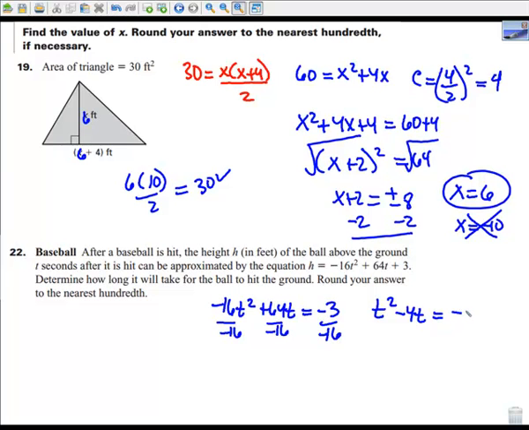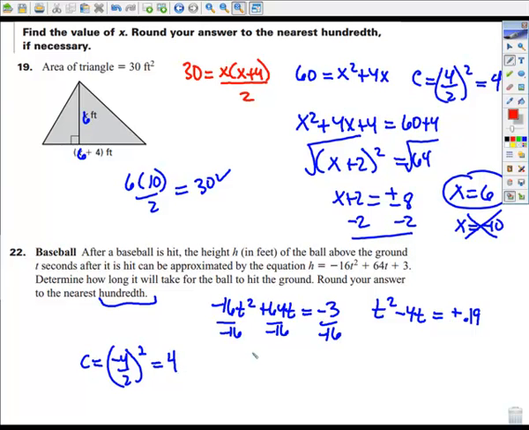This is negative, this runs around to the nearest hundredth. So actually this is positive, sorry. Positive 0.19 is what I'm going to use because it's 0.1875. So I'll just make it 0.19. I now need my c value. So it's negative 4 over 2 squared, which is negative 2 squared, or 4. So that gives me t squared minus 4t plus 4 equals 0.19 plus 4.